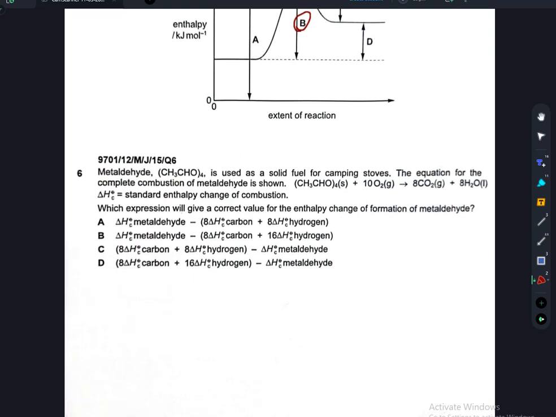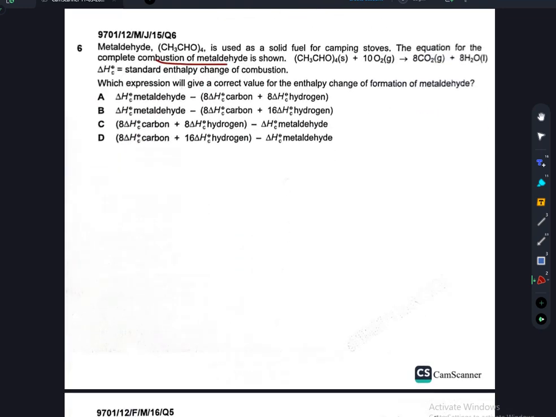Part 6. Metaldehyde is used as a solid fuel for camping stoves. Okay, so you go hiking in Gilgit Baltistan and associated areas, and you go camping, so you might be using metaldehyde. So yeah, that's a good increase in general knowledge by Cambridge. The equation for complete combustion of metaldehyde is shown. For complete combustion, which expression will give a correct value for enthalpy change of formation of metaldehyde?